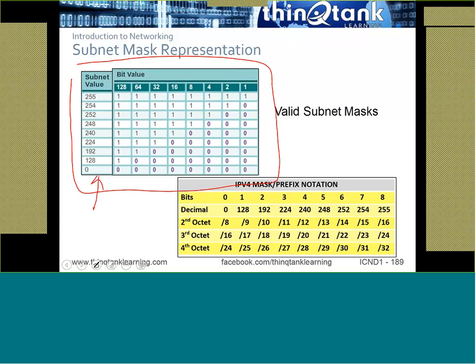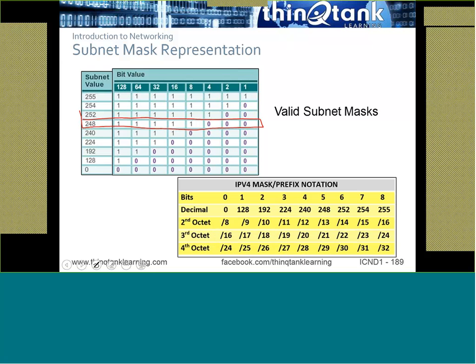You will never see a 125. You'll never see a 133 because that wouldn't follow the rules: consecutive ones followed by consecutive zeros. All right? 0 means no bits. 128, 1 bit. 192, 2 bits, and so on. So how did I get 248 from this number? The 128 plus the 64 plus the 32 plus the 16 plus the 8 equals 248.